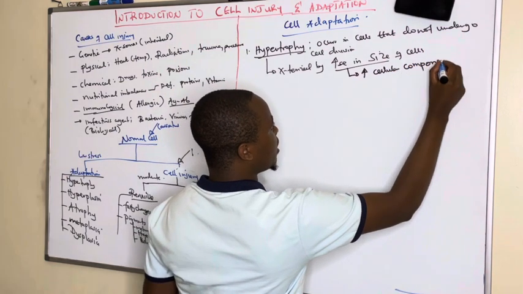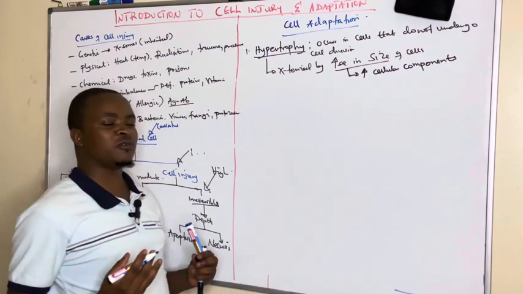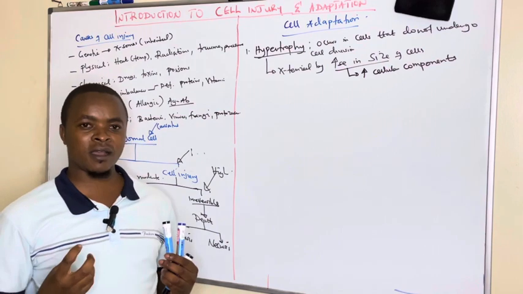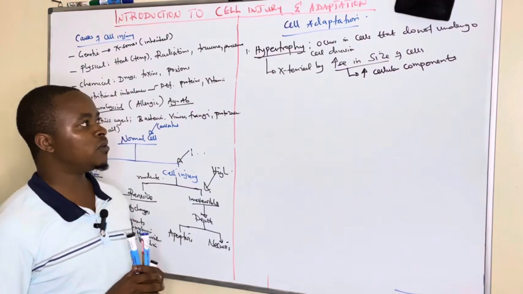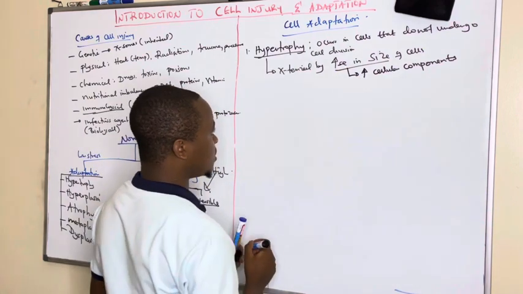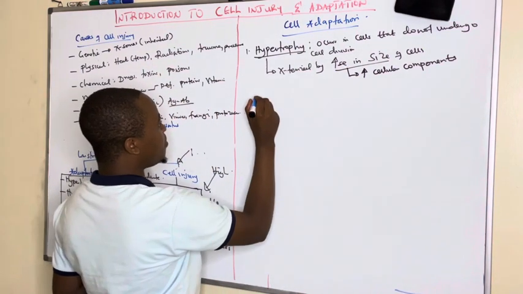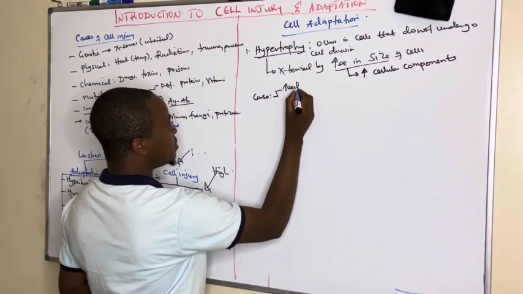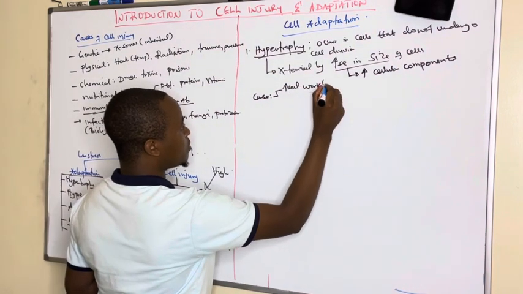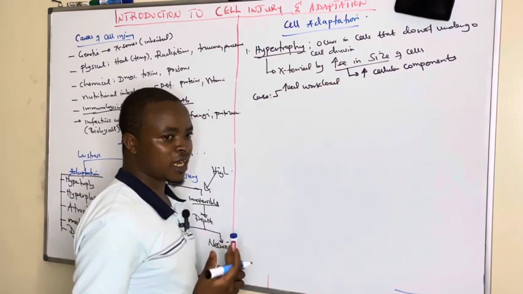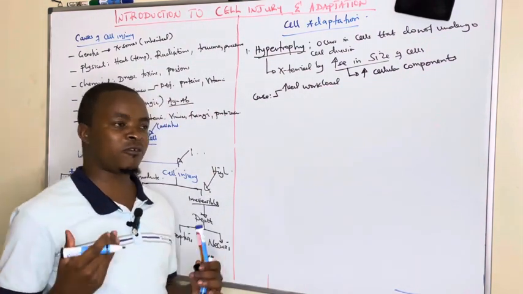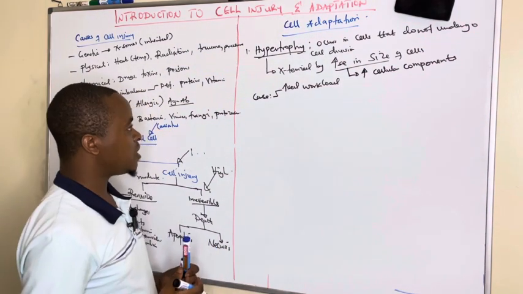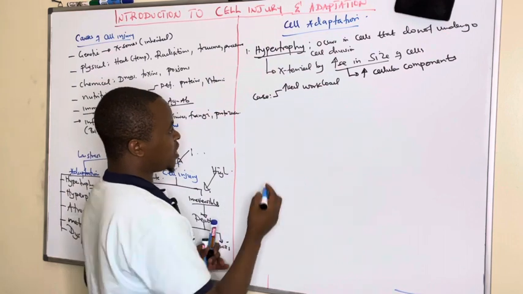So the cells do not divide, but the cellular organelles multiply or increase in size or in number, without dividing the cell. And that is why we see an increase in size. And the major cause of hypertrophy is always increased workload. When there is increased workload to the muscles of the heart, like in the case of hypervolemia or increased blood volume, we see the cardiac muscles undergoing hypertrophy, and even skeletal muscles.